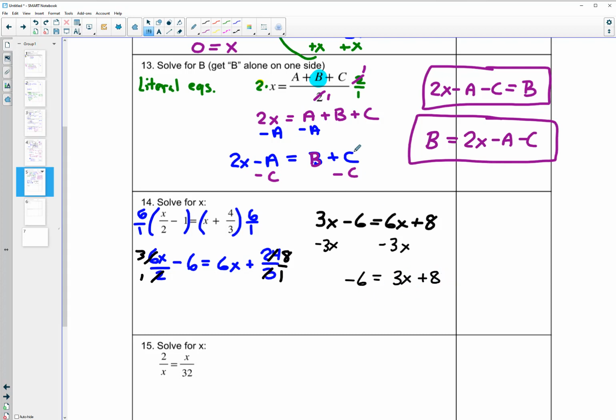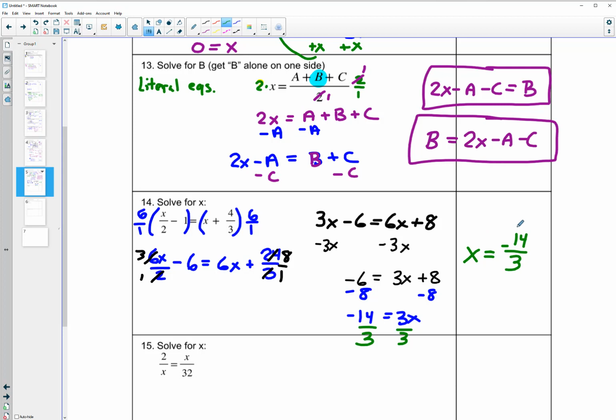Okay, I'm going to subtract 8 from both sides now. So that's negative 14 equals 3x. And then finally, I'm going to divide both sides by 3 to get x by itself. I'm using the symmetric property of equality to switch sides, of course. That goes without saying, but it's x equals negative 14 thirds. That's okay. It's hard to check this, right?